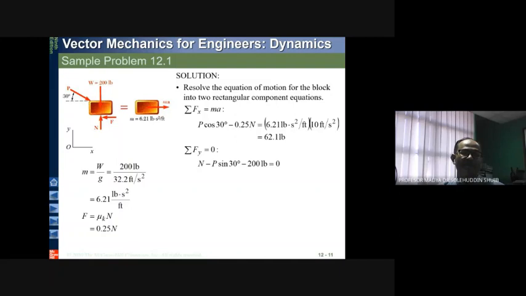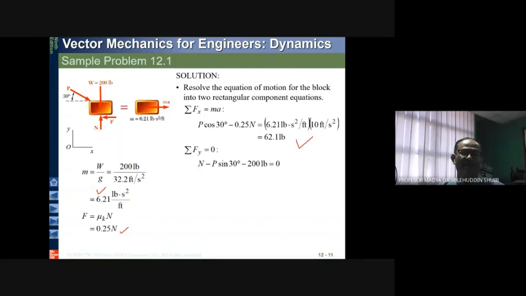So you put all together: P cosine 30 minus 0.25, this is the frictional force, 0.25 N, equals the mass multiplied by acceleration. The mass here is 200 pounds divided by 32.2, you get 6.21, and then you multiply by the acceleration, which is 10 feet per second squared. This is for the X direction.